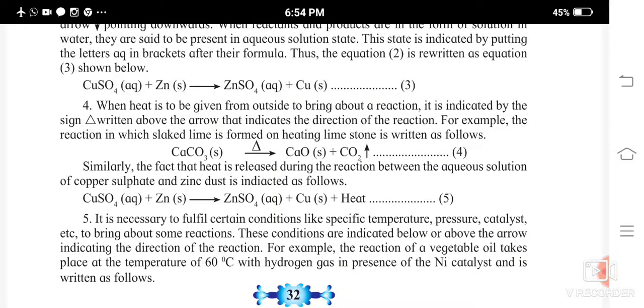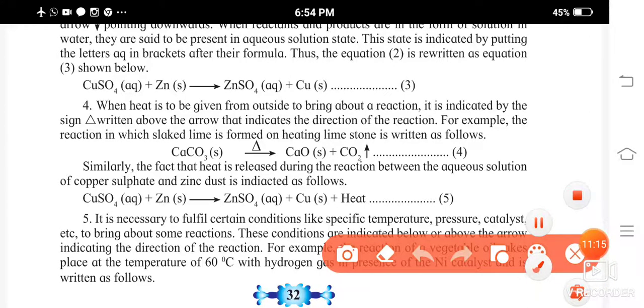Is this clear to you now? See, copper sulfate, if it is aqueous, aq. If it is solid, you are going to denote it with s. Let me tell you once again. If it is a solid, you are going to denote it with s. If it is aqueous, aq. If gas is liberated, you are going to denote it with an upward arrow, and if it is a precipitate, you are going to denote it with a downward arrow. Hope this is clear to you.